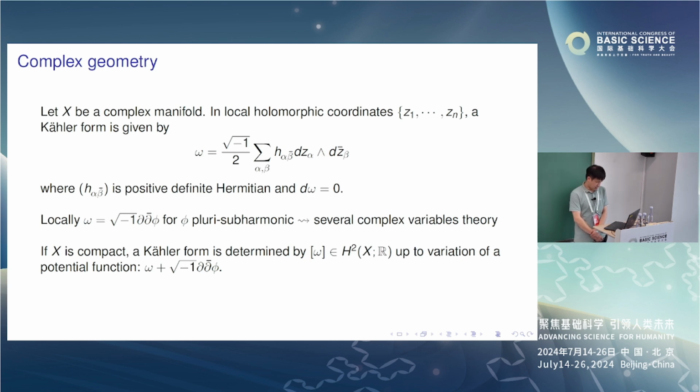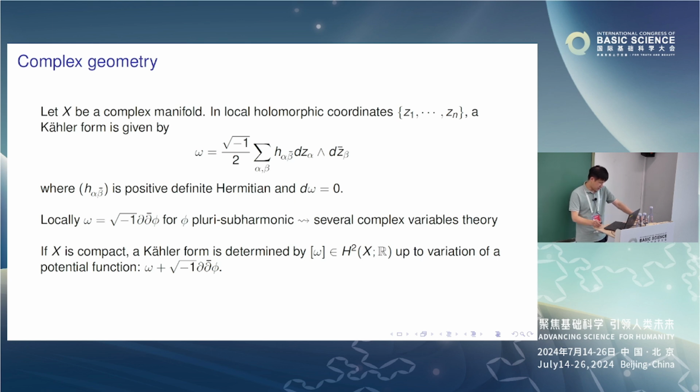The common textbook approach is that you start with a complex manifold, and then you choose local holomorphic coordinates z1 up to zn. A Kahler form is a two-form that is written in this way, where h alpha beta bar is a positive definite Hermitian matrix depending on the point. So it is essentially equivalent to the information of a Hermitian metric. And the crucial condition is that d omega equals 0.